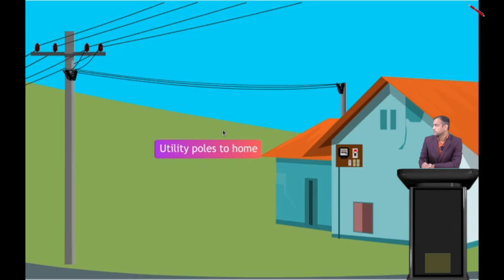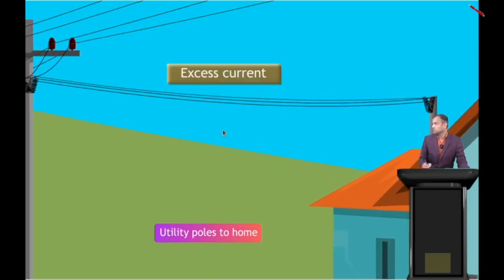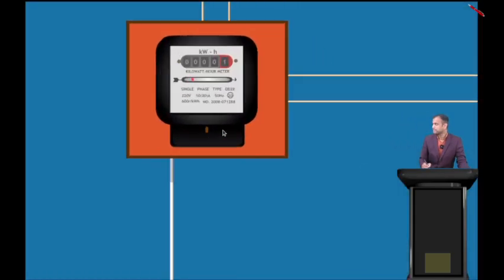Okay, now how does electricity come to our house? How does it reach our house? You all have seen these electrical poles near your house, near a road. Everywhere you can see them. So what are the utility poles? These poles carry excess current, and they are connected with a meter, which is again connected to our power supply.